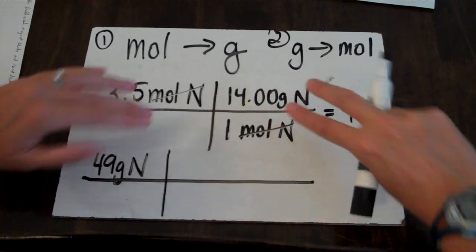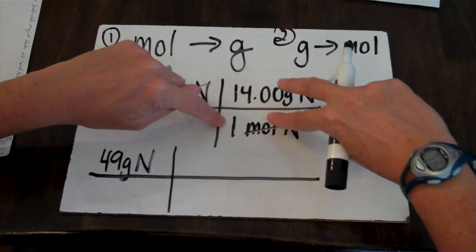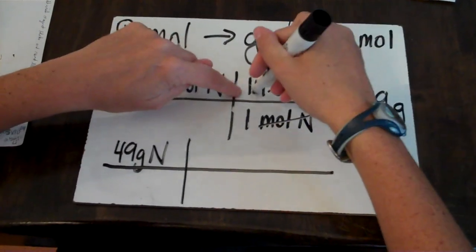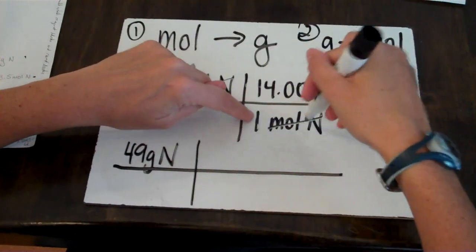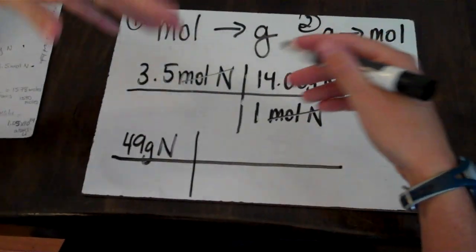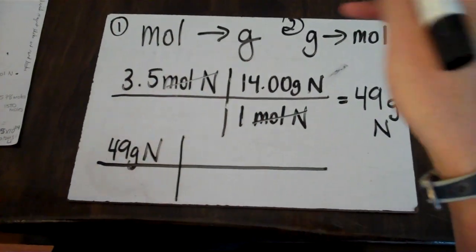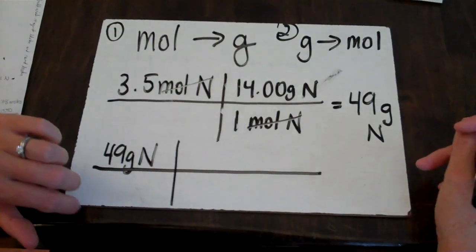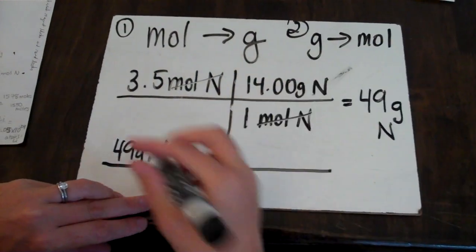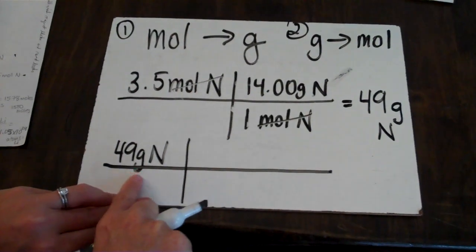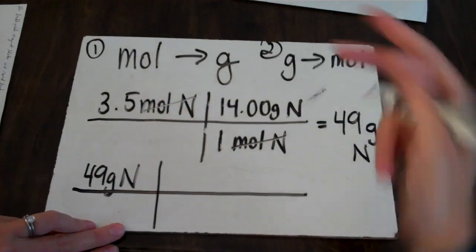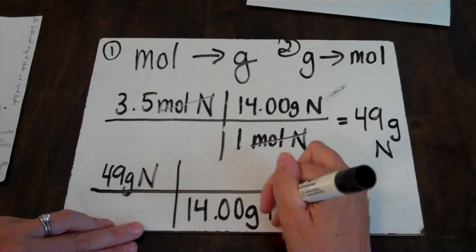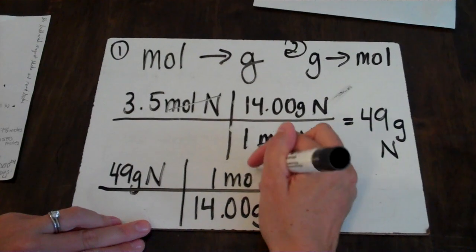Now, a lot of times what kids will do is they'll leave the numbers in place and then just flip the units. You can't do that. 14 goes with grams, 1 goes with moles, just like 100 goes with the pennies, and 1 goes with the dollar. You can't flip the numbers around. The numbers stay with the units. So if we're going to bring grams to the bottom, and we need it on the bottom because we have grams here on top, we're going to have to flip this. So we're flipping it. 14 grams of nitrogen equals 1 mole of nitrogen.